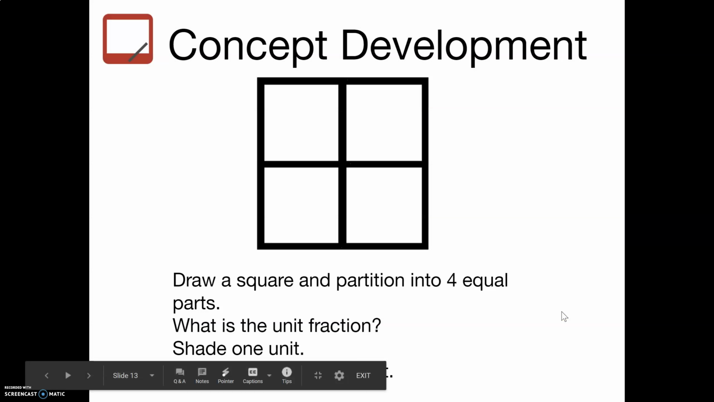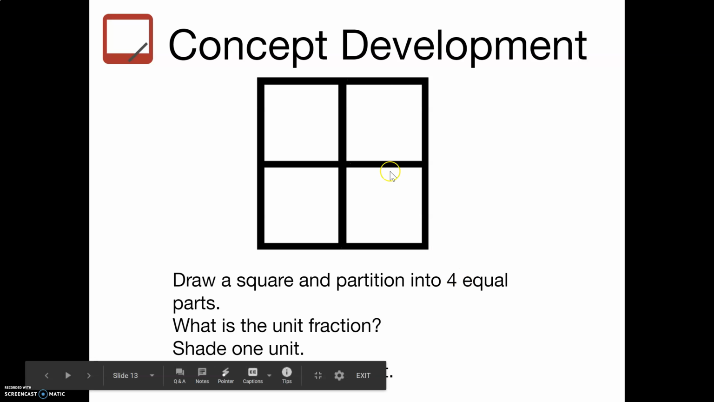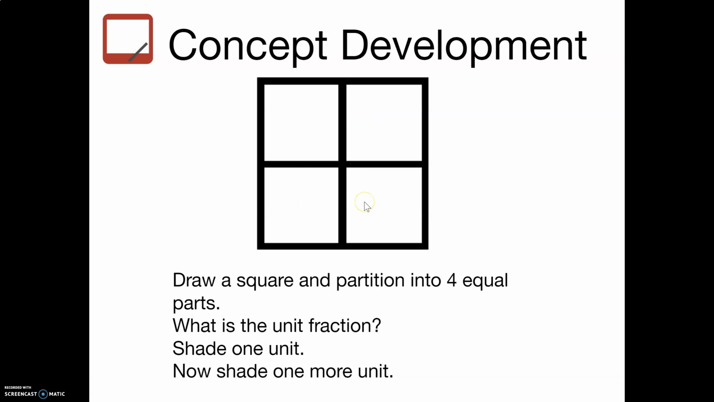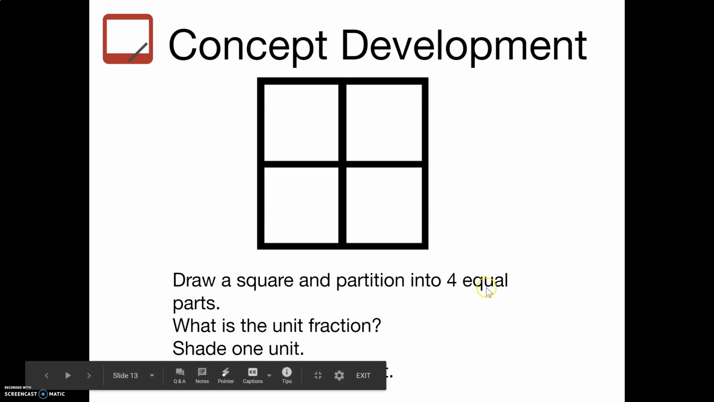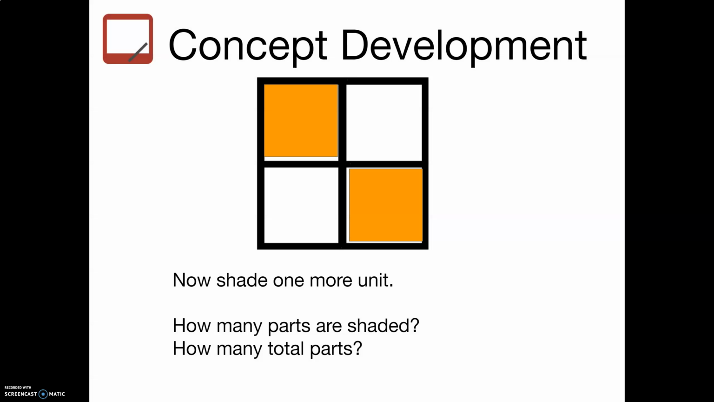Let's try another one. Can you draw this square and partition it into 4 equal parts? What do you think we would call these parts? We have 4 equal parts. What fractional units do we have here? Fourths is correct. Great job. What would the unit fraction be if we shaded in just one part of this fraction? 1/4. Good job. Can you shade in one more unit?